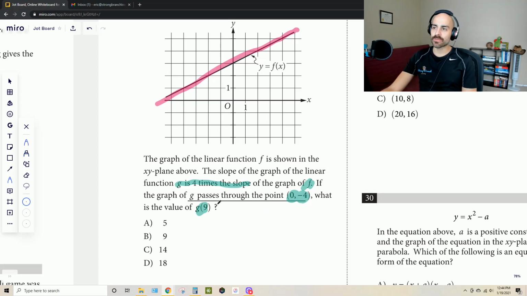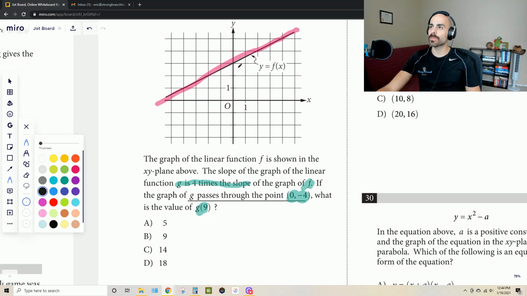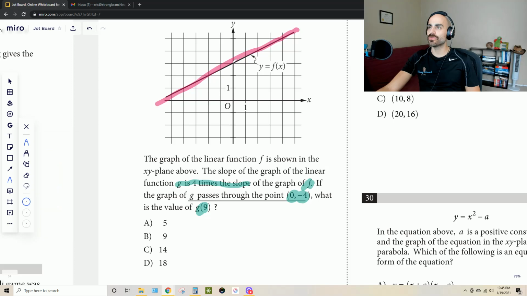Well, before we can find g of 9, what we really want to do is just learn more about this green g function. And we can do that by first seeing what the slope of it is. And since we know it's 4 times that of f, we just want to find two very clear points. I see that it goes up by 1, to the right by 1. So I know that indeed this is (0, 3). And then I see that this point here is (2, 4).